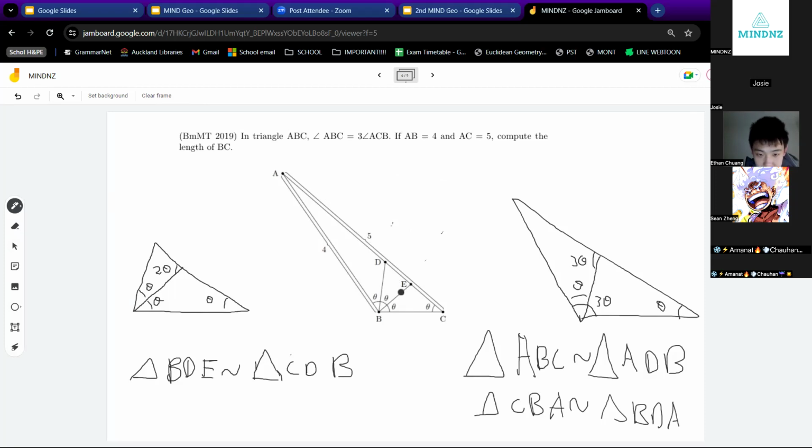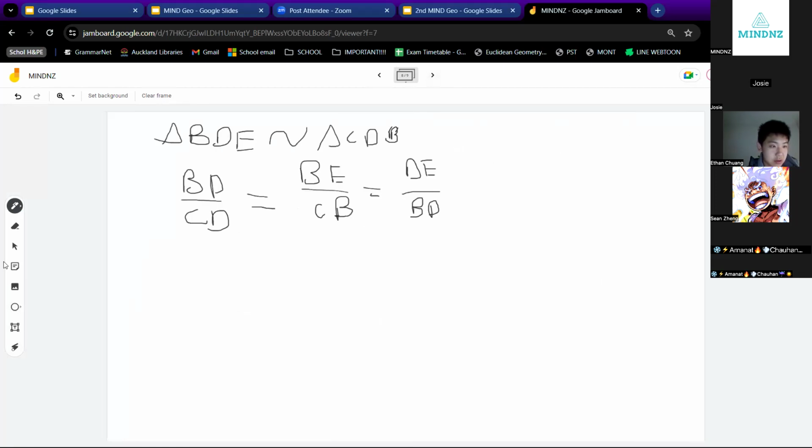So we know that this angle here is 2 theta, right? So that means ABE is an isosceles triangle, right? So that means this side length right here is 4, which means this side length here is 1. But then this triangle here is an isosceles triangle, right? So that means BE equals 1 as well. So if we go back here, we can do some substituting.